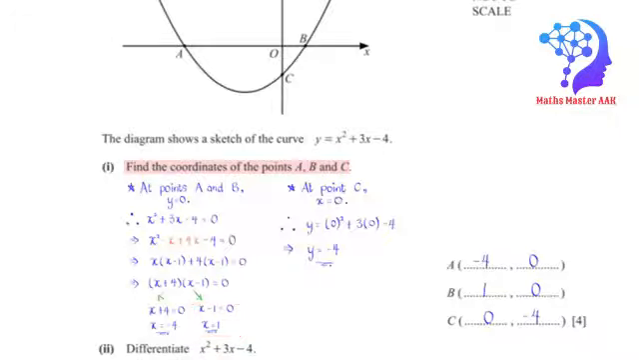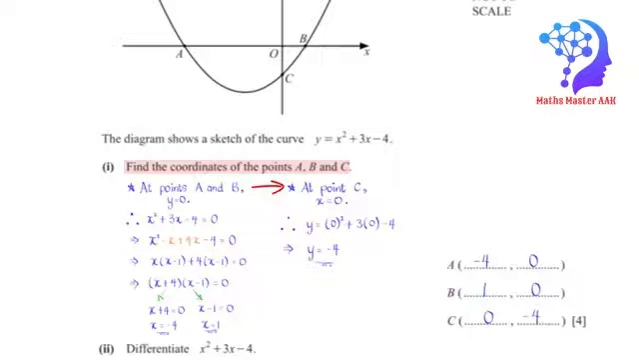A is on the negative side of the x-axis, and so the x-coordinate of A is negative 4 and the y-coordinate is 0. B is on the positive side of the x-axis, and so its x-coordinate is 1 and the y-coordinate is 0. At point C, the x-coordinate is 0.